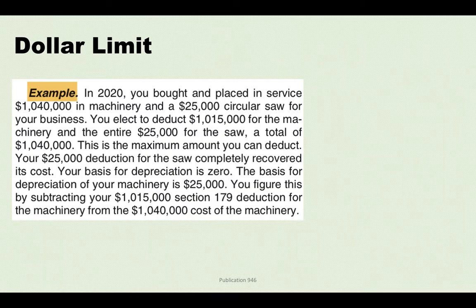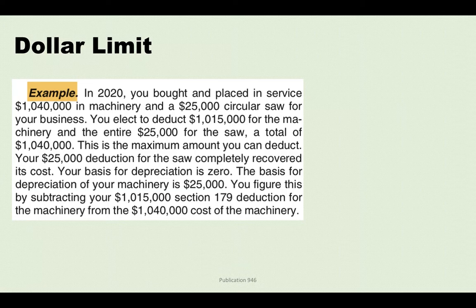This is an IRS example. Say in 2020, you bought and placed in service 1.04 million in machinery. You can see here this cost is exactly equal to the annual limit. Then you also bought a $25,000 circular saw for your business. You elect to deduct, but you didn't deduct the whole amount of the machine. You only deduct 1.015 million for the machine, then the entire $25,000 for the saw. The total is 1.04 million. So added together, you reach the limit. This is the maximum amount you can deduct. Your $25,000 deduction for the saw completely recovers its cost, so your basis for depreciation is 0. The basis for depreciation for the machine is $25,000.